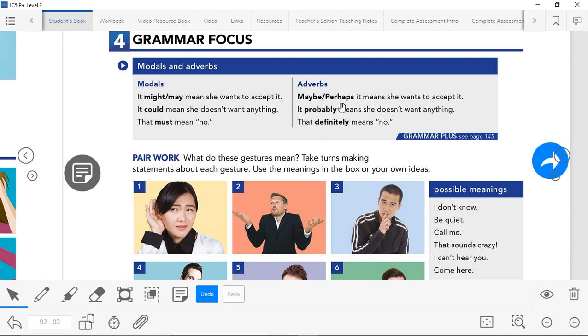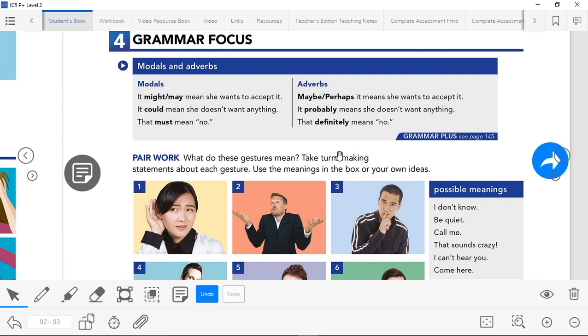We have maybe, perhaps, as we saw a couple of minutes ago, that means a probability of something happening. Maybe or perhaps it means she wants to accept it. It probably means she doesn't want anything. That definitely means no. So you can say the same things by using the modals or the adverbs. With the modals, might or may, or with the adverbs, maybe or perhaps. The same with could or probably, and the same with must and definitely.